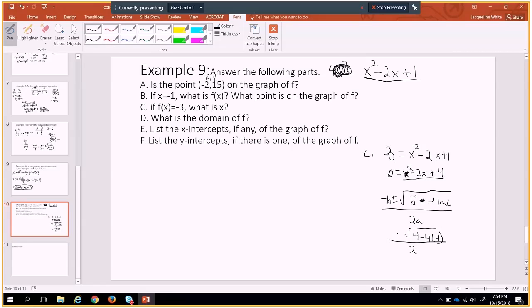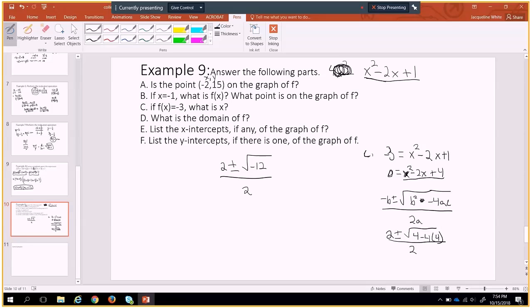So negative b, that's 2 plus or minus square root of 4 minus 4 times 4, which is basically 4 minus 16. 4 minus 16 is negative 12. So we have 2 plus or minus square root of negative 12 over 2. Alright, so in this case, since we have a negative under the square root, we can't really say what the x's are because they're going to give us complex numbers.